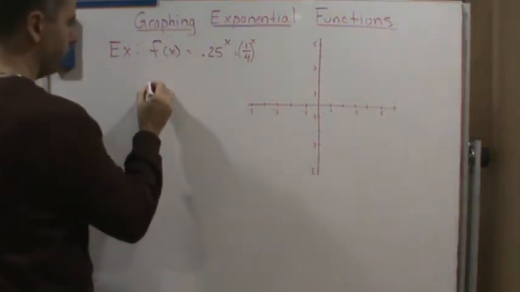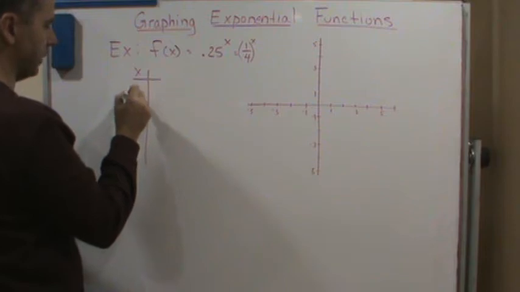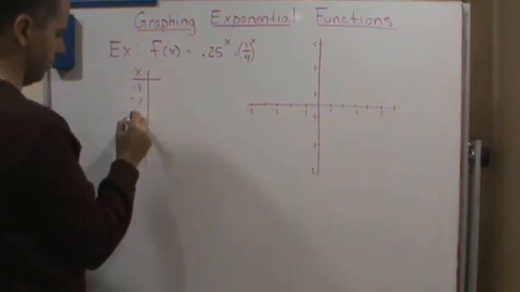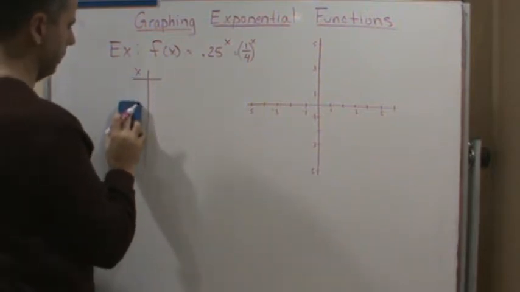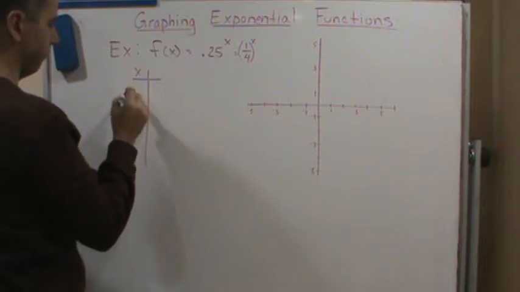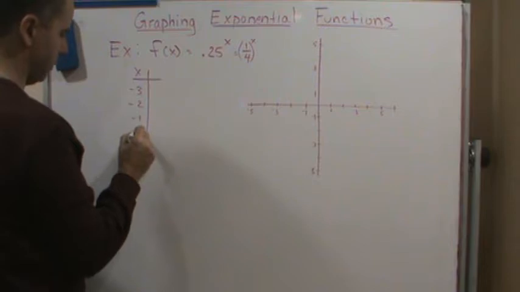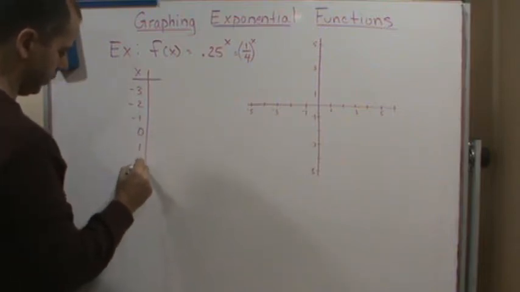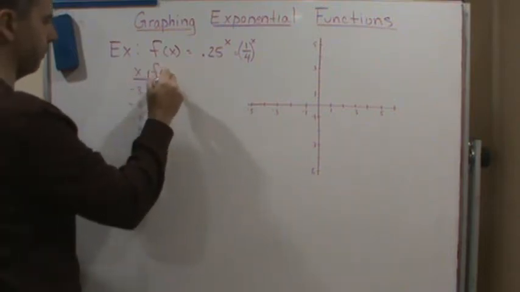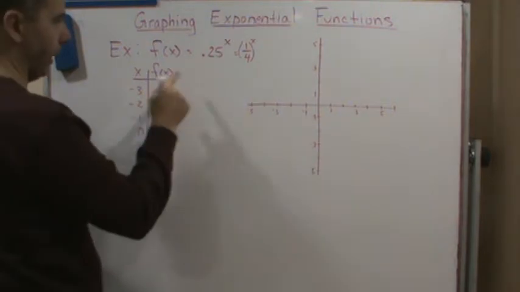So the first thing I'm going to do is create a table of values. I'm going to take, let's say, -3, -2, -1, 0, 1, 2, 3. Okay? So if we have -3, right?